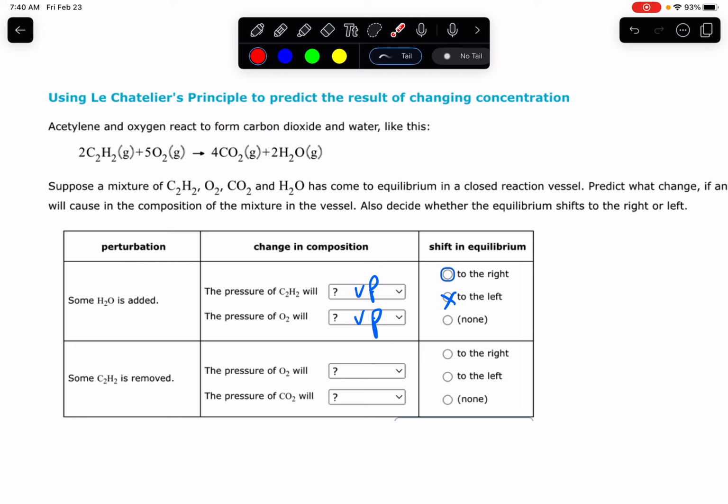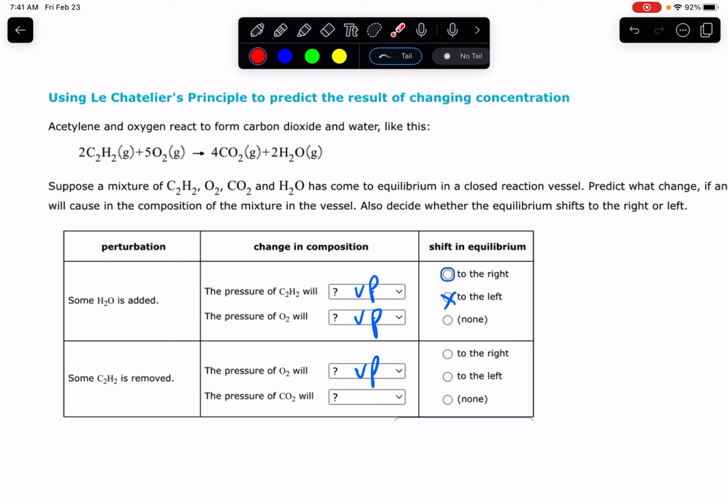Now, when it shifts to the left, it's going to have some impact on our products and our reactants. We know that if it goes this direction, we're going to lose stuff on this side and we're going to gain stuff on this side. Now, the question here is, what happens to our O2? If we're moving in this direction, that means our O2 is going to go up, and that means our pressure for O2 is going to go up.